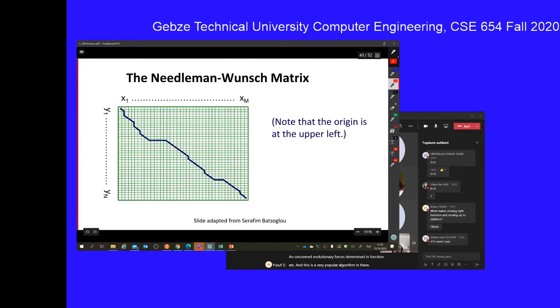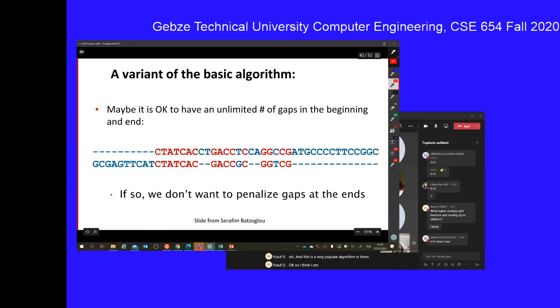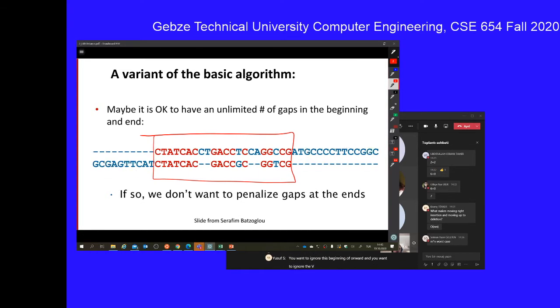Okay, so I think I am not going to talk much more. Yeah, maybe I should talk about this too. Sometimes the important thing between these two words is the center part. You want to ignore the beginning of one word, and you want to ignore the ending of the other word. So you don't want to penalize gaps at the ends. Ends of the words are not important for us. The important thing is in the center part.